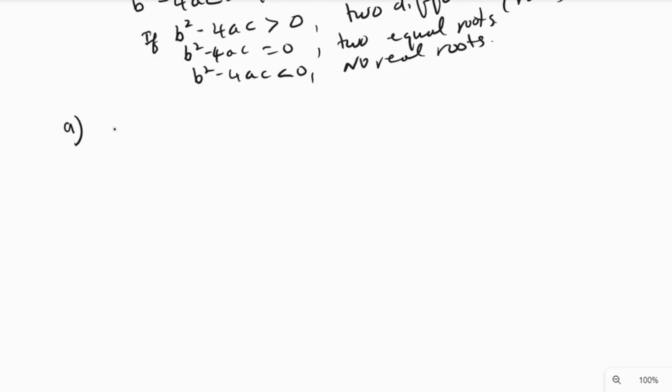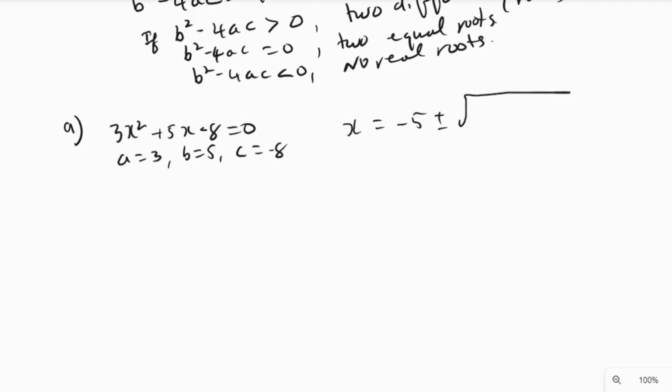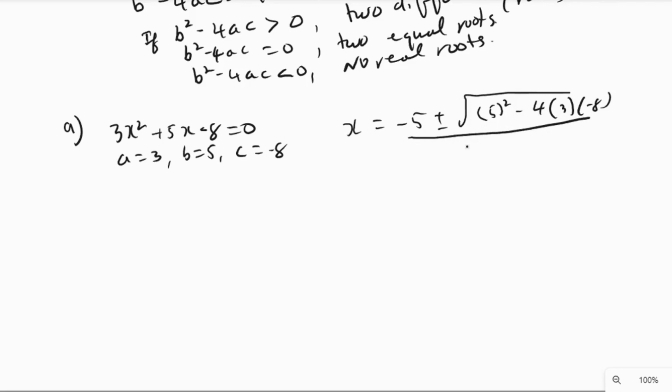Okay, 3x squared plus 5x minus 8 equal to 0. In this case we have a equal to 3, b equal to 5, c equal to minus 8. Therefore, x equal to minus b, which is minus 5, plus minus square root of b squared, which is 5 squared, minus 4 times a times c over 2a.